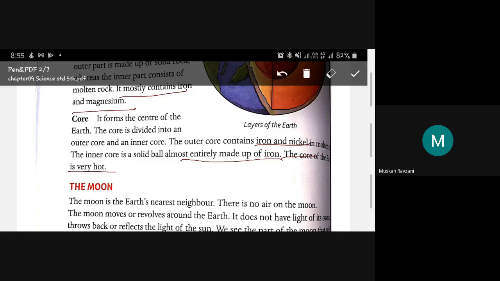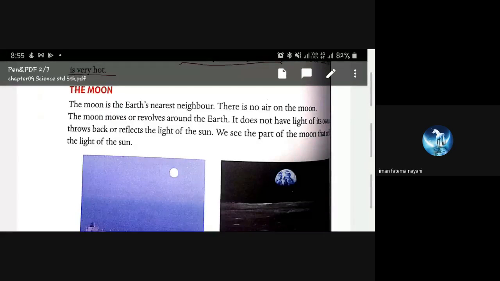Okay, now we'll learn about the moon. Who will read? Ma'am, yes, continue. Iman. Okay, ma'am. Can I read, ma'am? Yes, Iman. Ma'am, who reads, I or Iman?